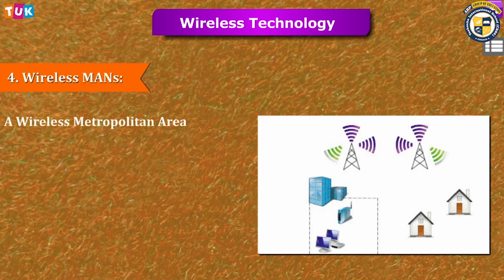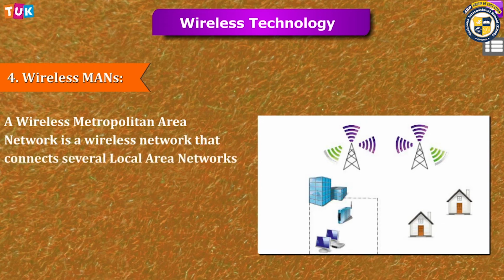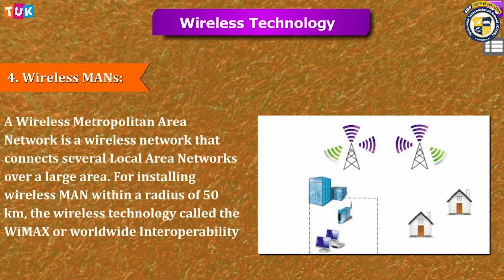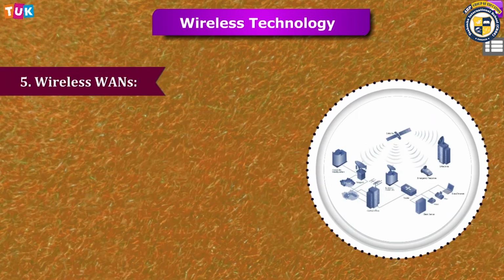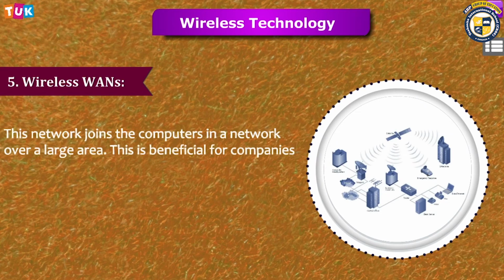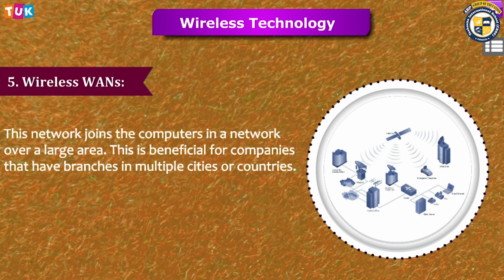Wireless MANs. A wireless metropolitan area network is a wireless network that connects several local area networks over a large area. For installing wireless MAN within a radius of 50 kilometers, the wireless technology called WiMAX or Worldwide Interoperability for Microwave Access is used. Wireless WANs. This network joins the computers in a network over a large area. This is beneficial for companies that have branches in multiple cities or countries.